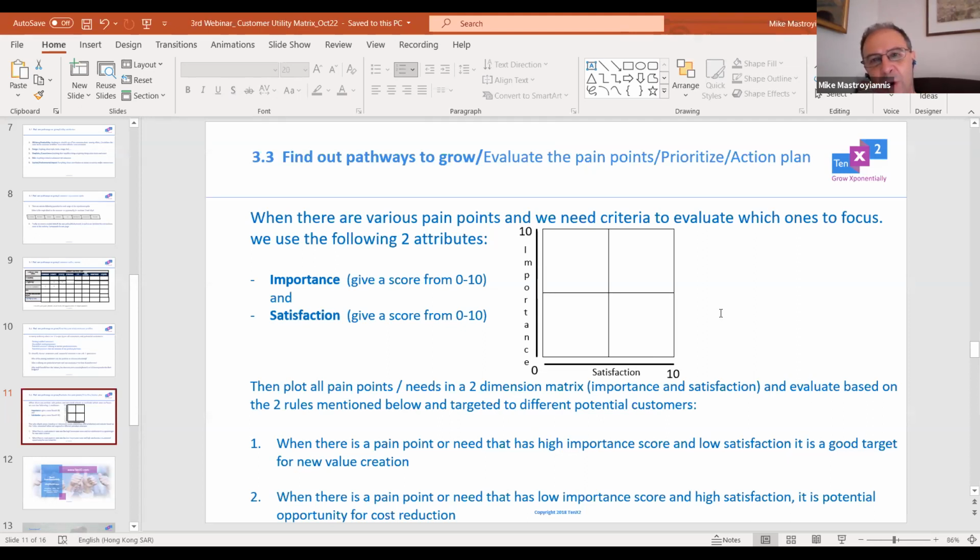You cannot keep on only adding value without reducing cost, because you need to find the funds from cost reduction a lot of times to be able to invest to create something new. So there is always a balance.